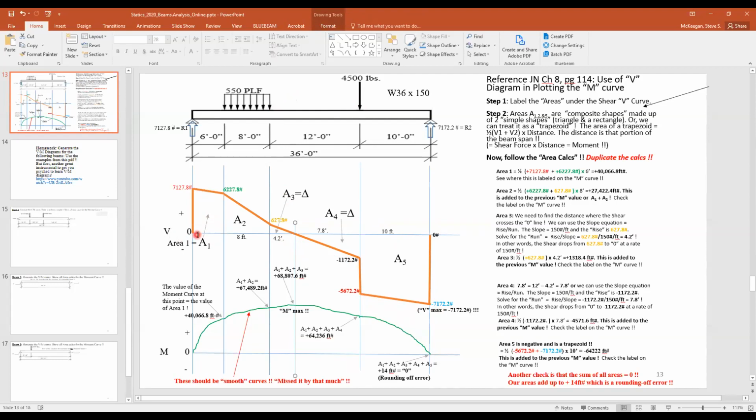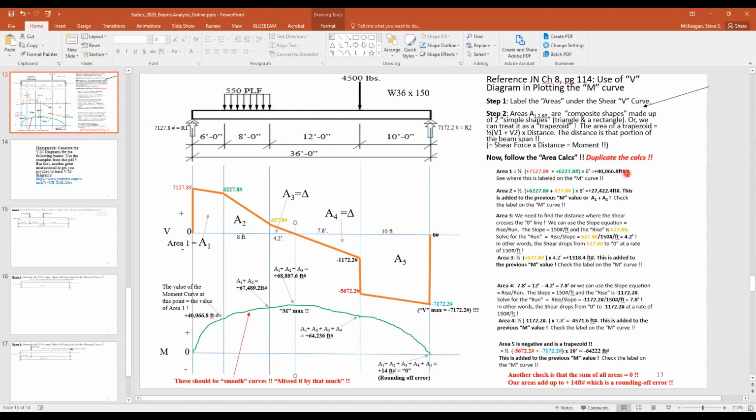So let's go back to here. The moment is always going to start at 0. As we walk along significant points on the beam, the value at this point is going to be whatever area 1 is. So area 1 is a trapezoid, which is the average of the two shears. The average of the two shears means you divide by 2 and then multiply by that 6 feet. So you have a shear load times a distance, which gives you a moment. And see where this is labeled on the moment curve.